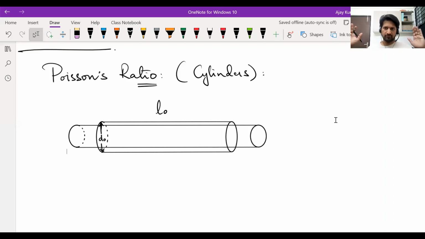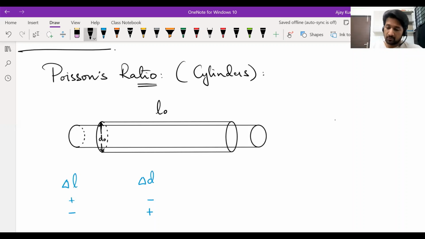If length increases, diameter decreases. If you do it the other way, if you compress it, the length decreases, it will bulge out, diameter will increase. Of course, it won't increase uniformly throughout, but for now, let us assume it is uniform. So if length changes by delta L, and it is positive, then the diameter changes by delta D, and that would be negative. If length increases, diameter decreases. And reverse, if length decreases, diameter increases. These two will be of opposite signs.